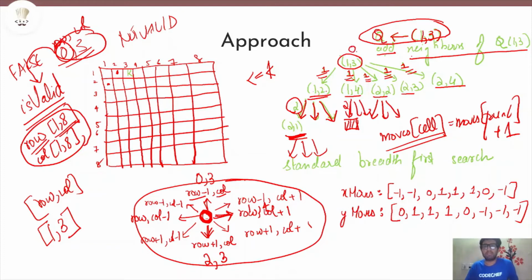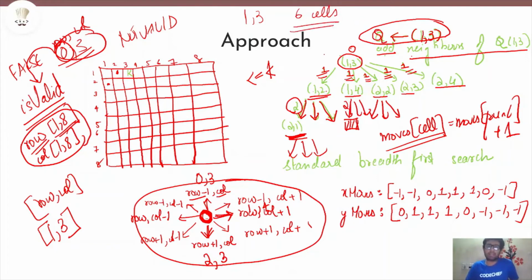The starting cell can be assumed to be at distance 0. So 1, 3 is one cell, 1, 2 is the second cell, 1, 4 is the third cell, 2, 2 is the fourth cell, then 2, 3 is the fifth cell, and 2, 4 is the sixth cell. Hence, from 1, 3, there are 6 cells that can be reached.